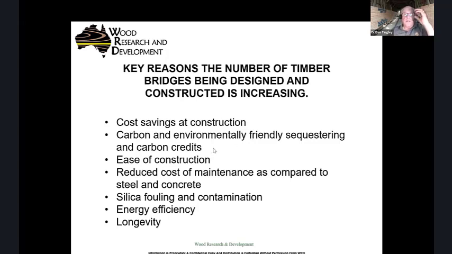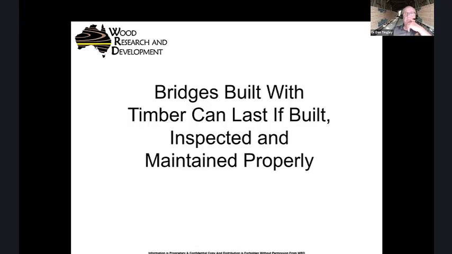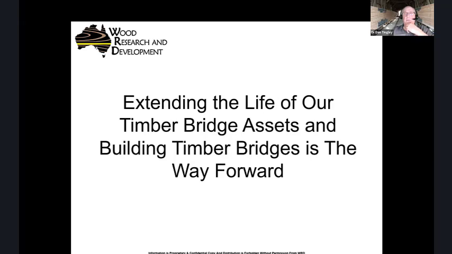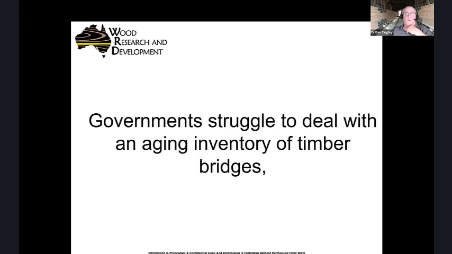This carbon and environmentally friendly sequestering of carbon credits is a critical aspect of the reasons for the growth in timber bridges today. Ease of construction, reduced cost of maintenance, silica fouling and contamination that it doesn't have, energy efficiency, longevity. So bridges can be built to last if they're properly maintained and inspected. Extending the life of our timber bridge assets and building timber bridges is the way forward.